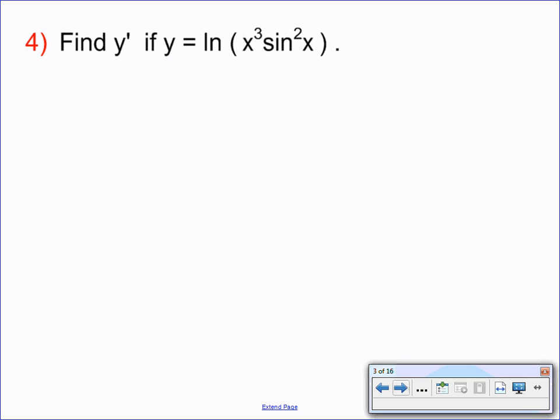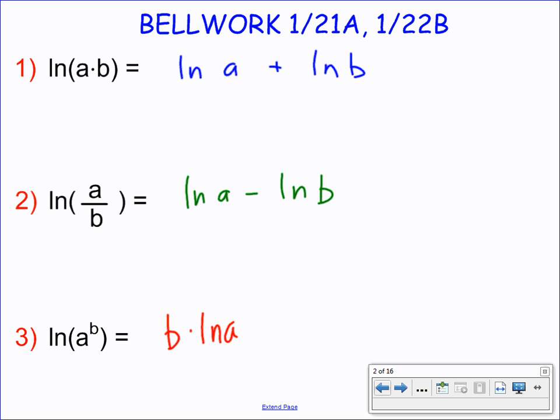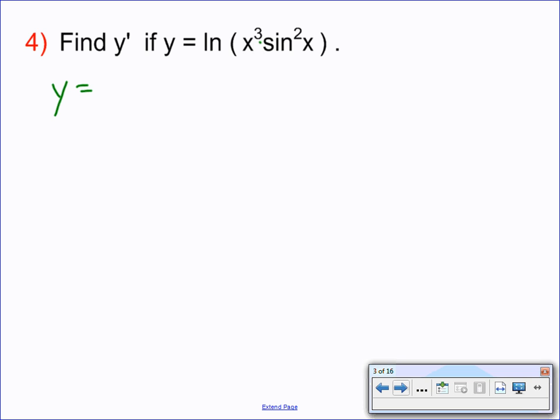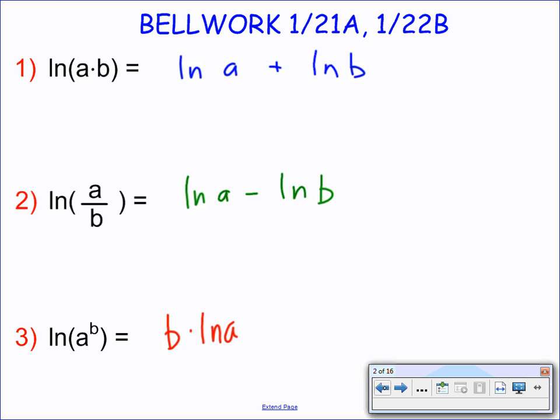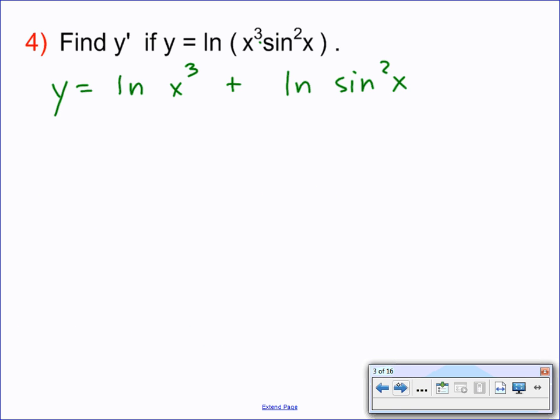What can we do first? Well, in rewriting y, not differentiating, just rewriting our original y, we could go ahead and split that product up inside of my original input as a sum of individual logs, just as we did in applying our property number 1. So we could first rewrite this as ln of x cubed plus ln of sine squared x. After we've split it up as a sum of individual logs, we could go ahead and apply our log of a power property, property 3. Let's bring down those exponents in front as multipliers so that we're dealing with a simpler natural log function when we finally do get to our differentiation.